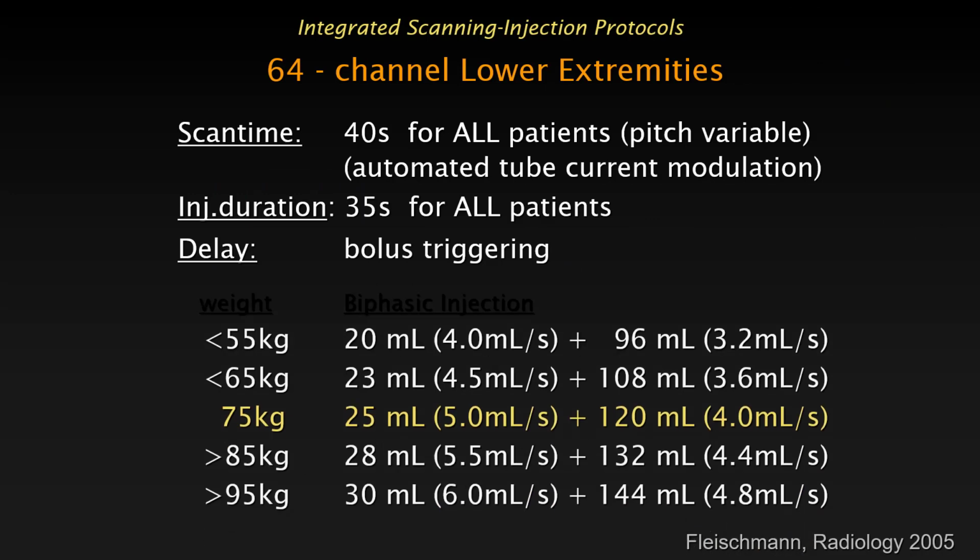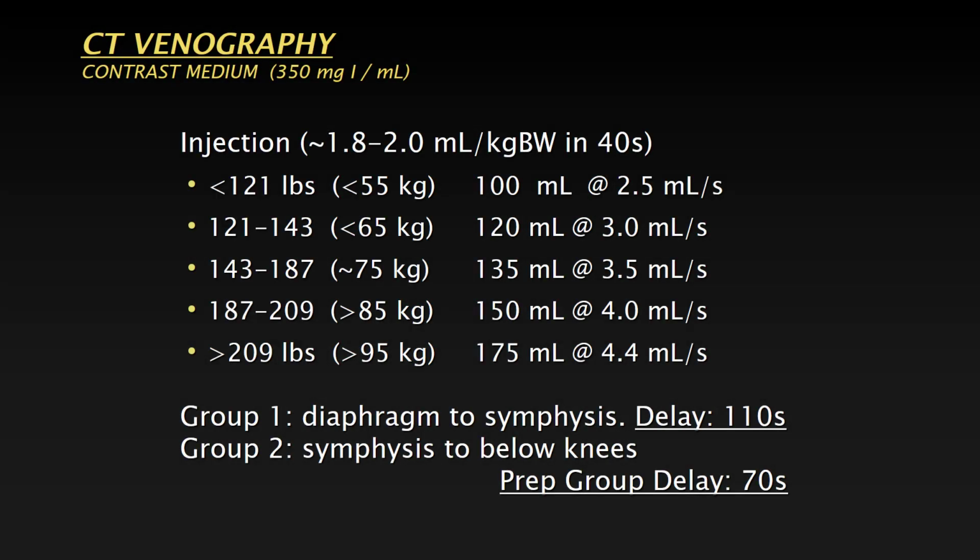So this is why our runoff protocol has not only a 40-second scan time, but a 35-second injection duration. It also still has a biphasic injection, so the average person would get 25 cc's at a higher flow rate, and then continued at a lower flow rate. And this is just to bump up the initial enhancement of the aorta. Pretty much straightforward. Finally, the CT venograms.